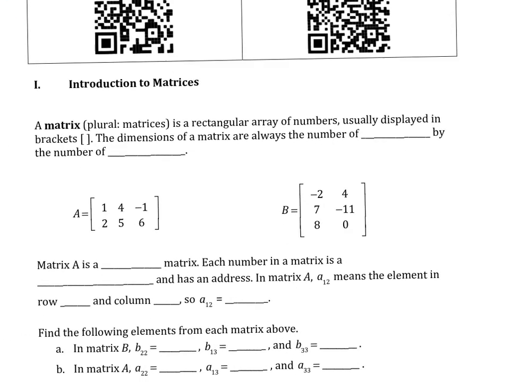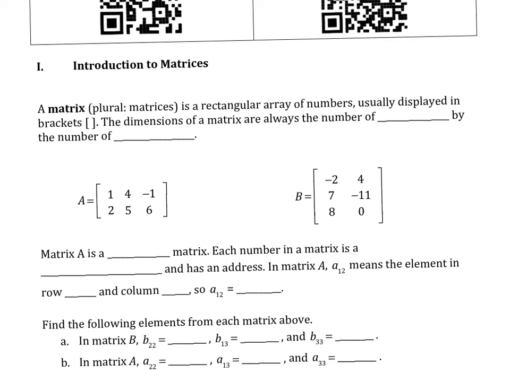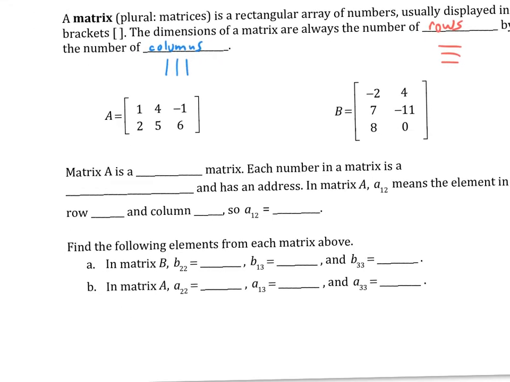So, first off, let's introduce what a matrix is. A matrix, and plural is matrices, is a rectangular array of numbers usually displayed in brackets like these here. The dimensions of a matrix are always the number of rows, and rows are the horizontal, by the number of columns, and the columns are the verticals. Okay, so let's look at matrix A. Usually we're going to use a capital letter. On the TI calculators, they say stuff like this, but we can just call it a capital A. And we do always use capital letters for matrices.